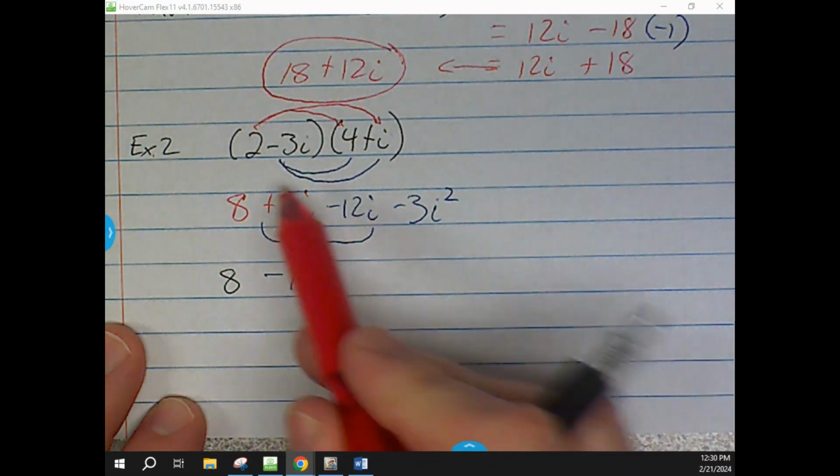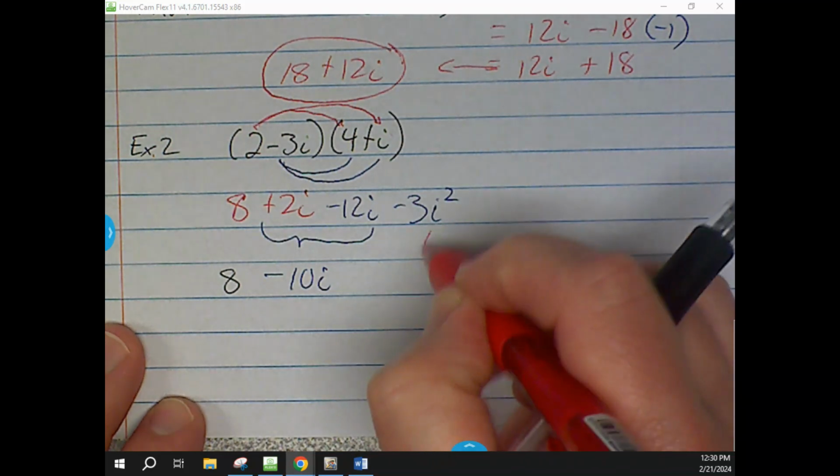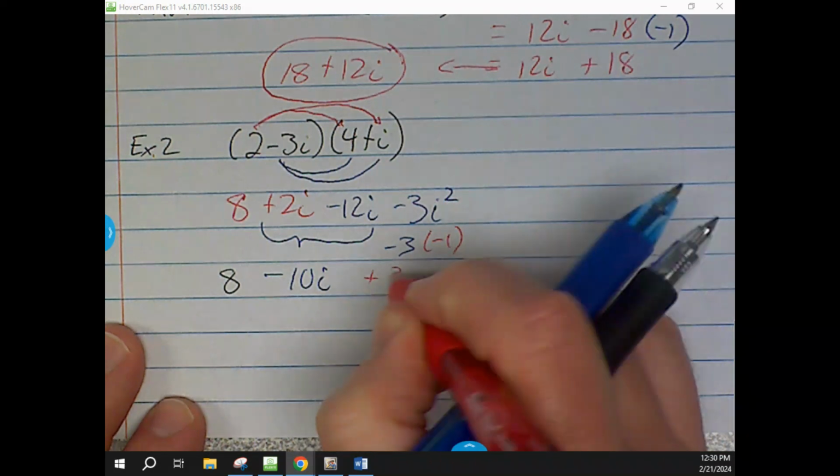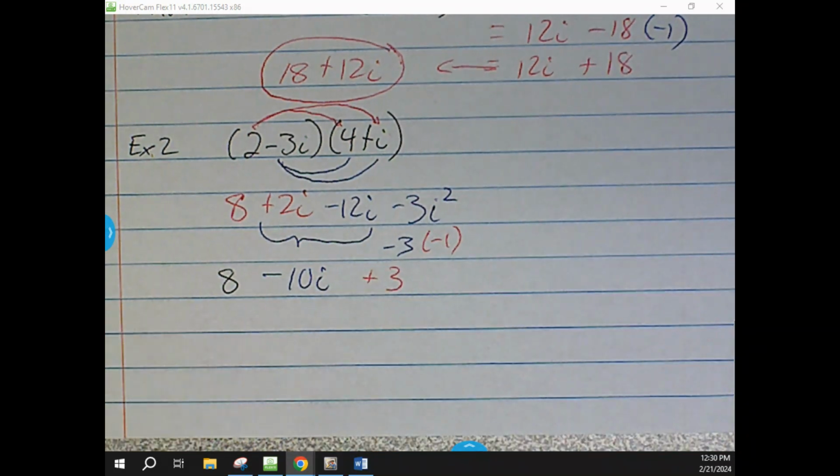And then the last one, when you do the I times the I, you get the I squared. So we're going to take out the I squared and replace it with negative 1. So it's negative 3 times negative 1, which will make that a positive 3. Okay, and then one last step.